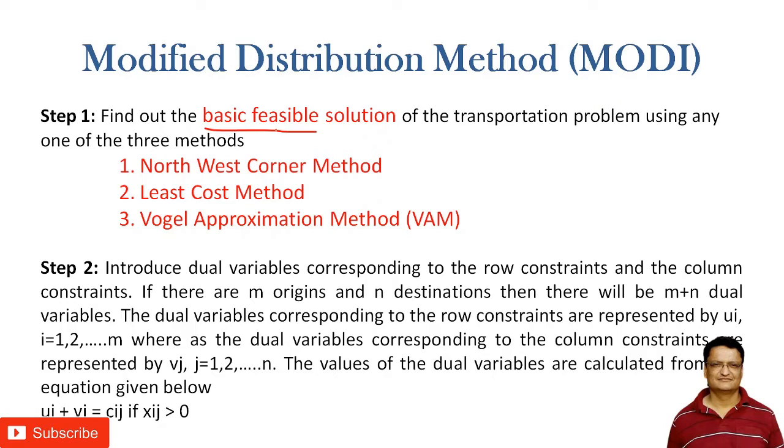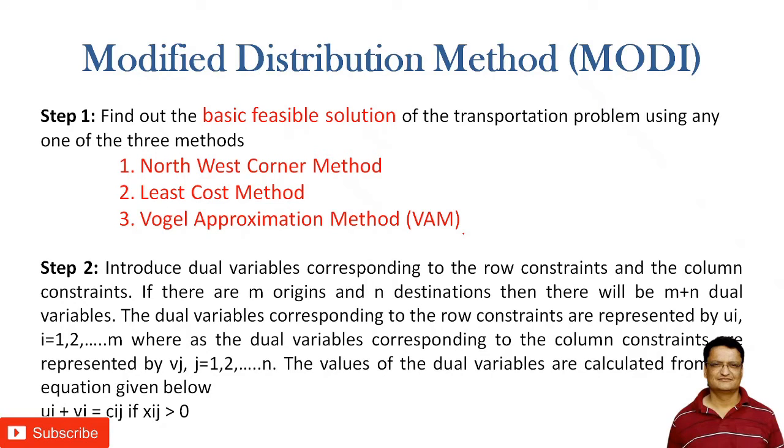Now, what is a basic feasible solution? A basic feasible solution of a transportation problem is the solution which satisfies all the constraints, that is the supply constraint and demand constraint, and that can be obtained with the help of any of these three methods. The first method is the northwest corner method, then the least cost method, and Vogel's approximation method or penalty cost method.